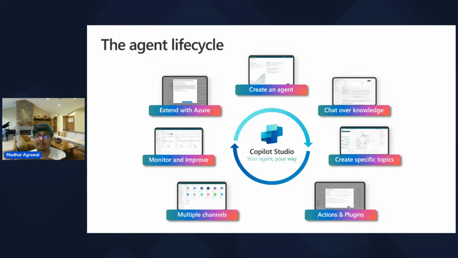How we can do that is, you have to create your own agent using Copilot Studio, and chat over the knowledge base that we have talked about. You have to provide a knowledge source if you want your Copilot to be more specific, more accurate, and better in giving out responses and outputs. So chat over that knowledge base, and create the specific topics.